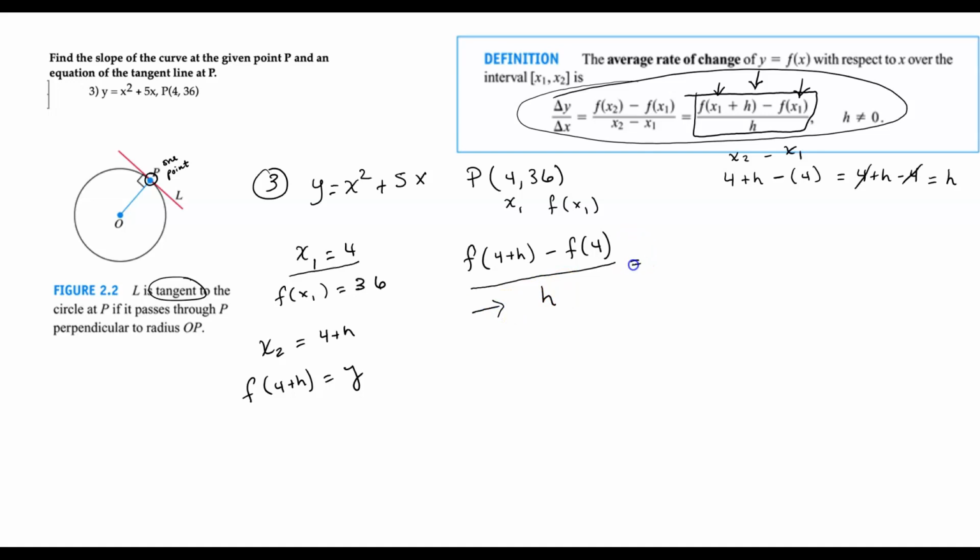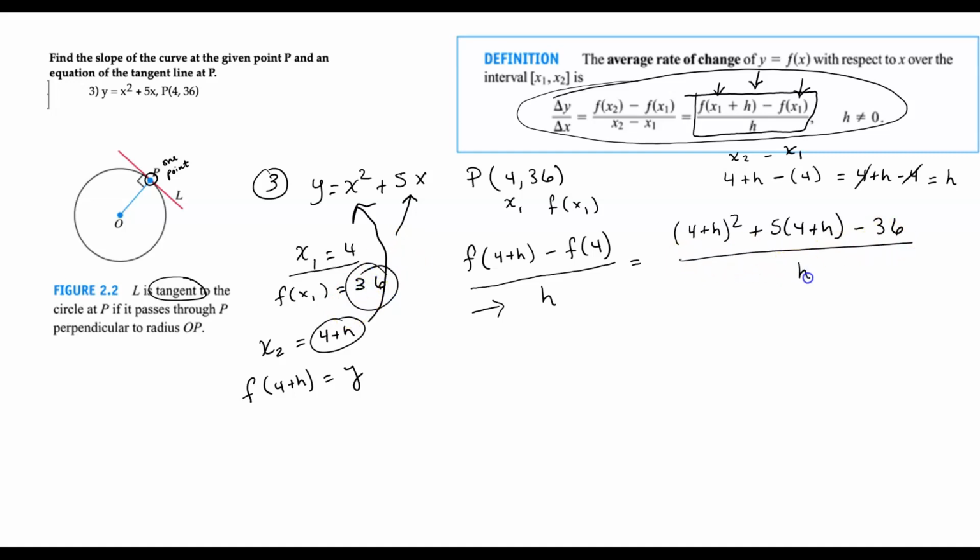So we're going to plug in 4 plus h into x squared and into x right there. It's not a big deal, don't get scared. That's 4 plus h squared plus 5 times 4 plus h, minus 36, because when you plug 4 into the function, you get 36, all divided by h.